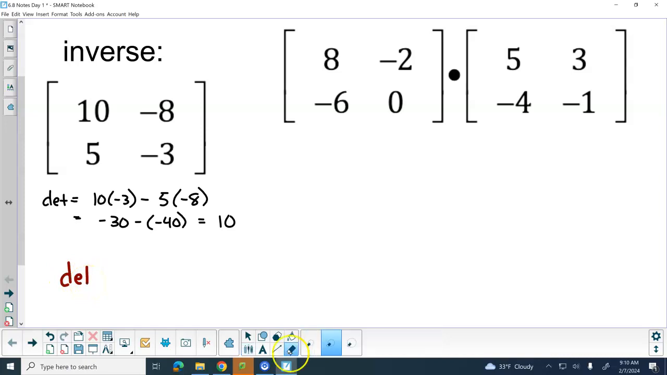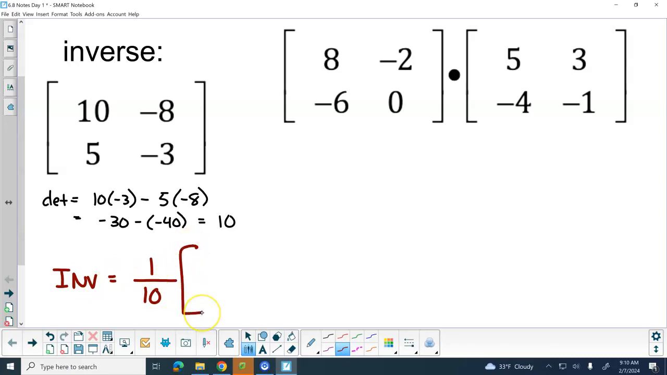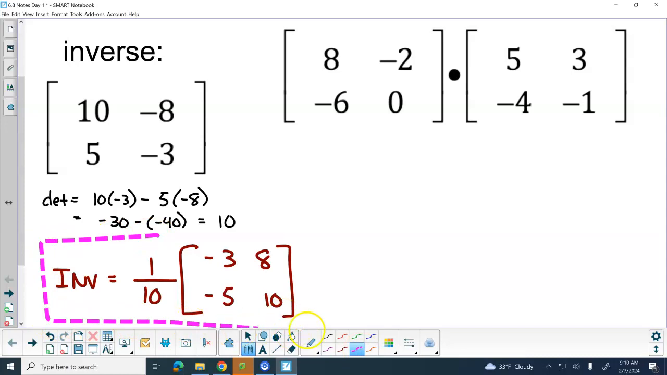So then my determinant, not my determinant, pardon me, my inverse is going to be 1/10. And I can leave that out in front of that one. I switch on my main diagonal, so I switch them. I negate on my crosses, so that's going to be -5, and oops, I almost put +8 there, but it can just be 8. You got the matrix part right, just forgot the one over the determinant part.